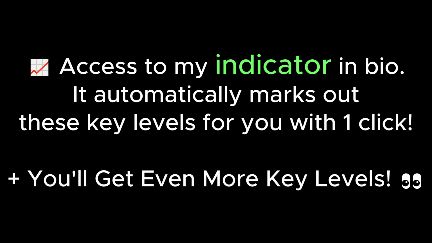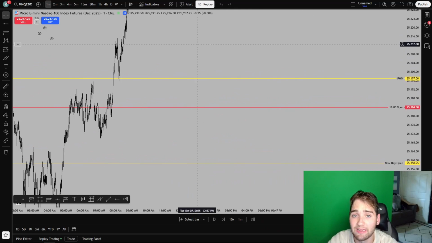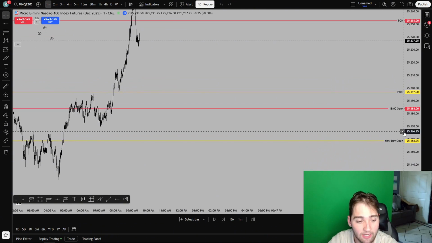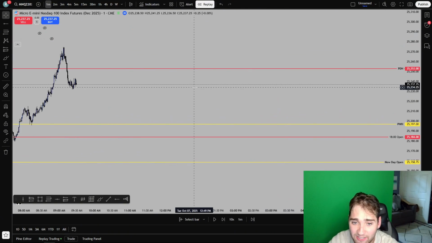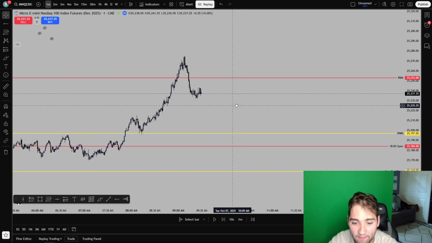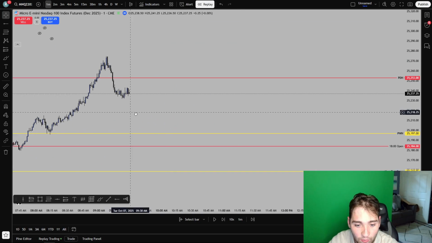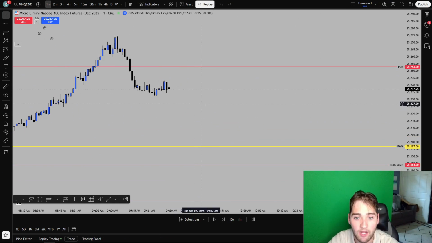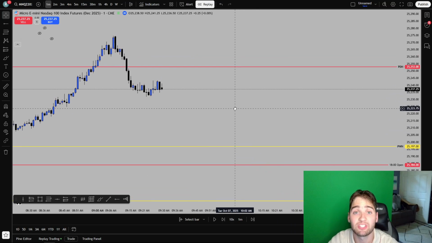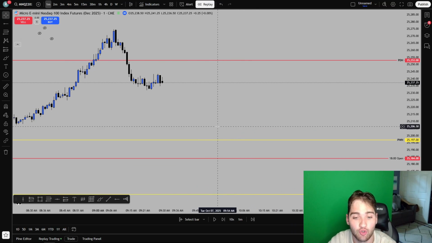Once you've got those levels nicely marked out, what we're going to do now is wait for the 9:30. Where's the 9:30 candle? Well, look, we're almost there. We've got these levels. Let's see what price likes to do with these levels.